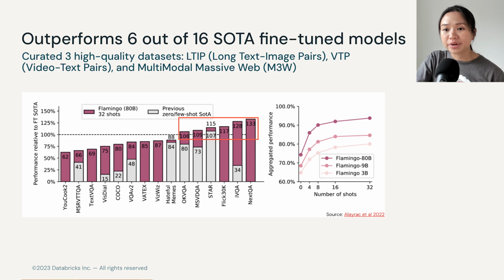Flamingo beats all previous few-shot learning approaches when given as few as 4 examples of tasks. In fact, it even outperforms 6 out of 16 state-of-the-art fine-tuned models. A big factor that contributes to this success is that the Flamingo researchers curated 3 high-quality datasets, reinforcing the message from the previous module that data does make a lot of difference in the model output quality.